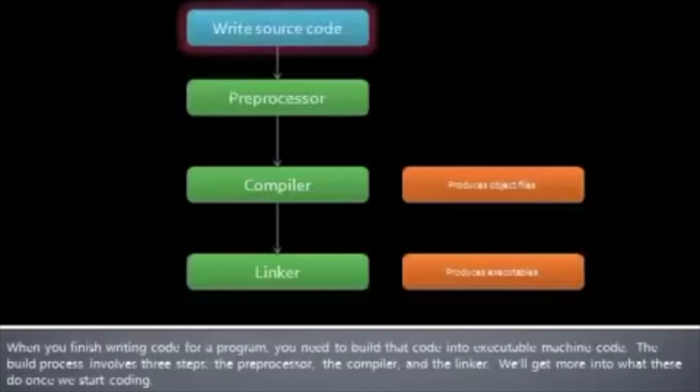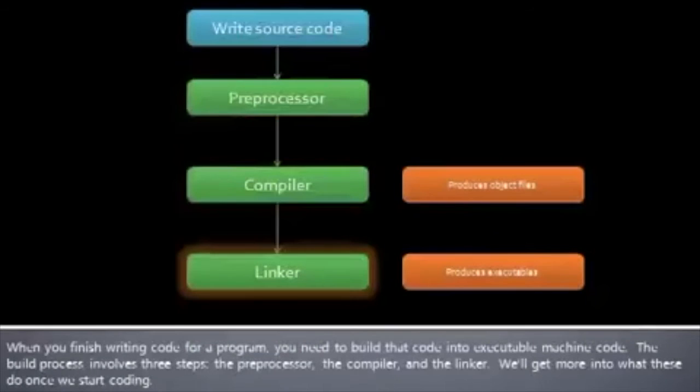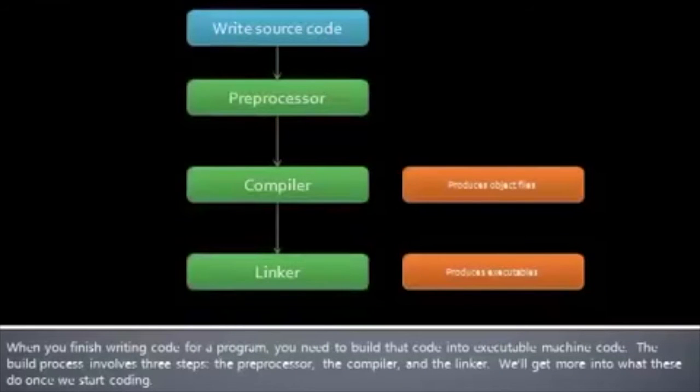When you finish writing code for a program, you need to build that code into executable machine code. The build process involves 3 steps: the preprocessor, the compiler, and the linker. We'll get more into what these do once we start coding.